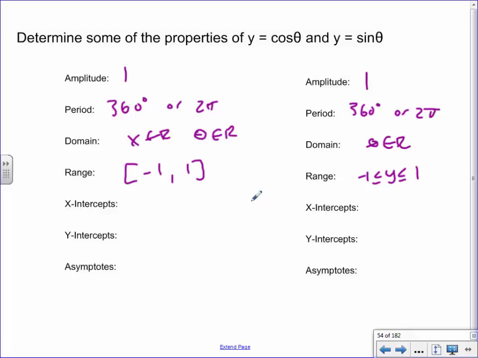Okay, harder one now. X-intercepts. We should make sure which one is which because it now makes a difference. So why don't we go with this one being cosine of theta and this one being sine of theta, because up till now it actually didn't make a difference, but it does for the next few things here. Where are my x-intercepts on the cosine graph?